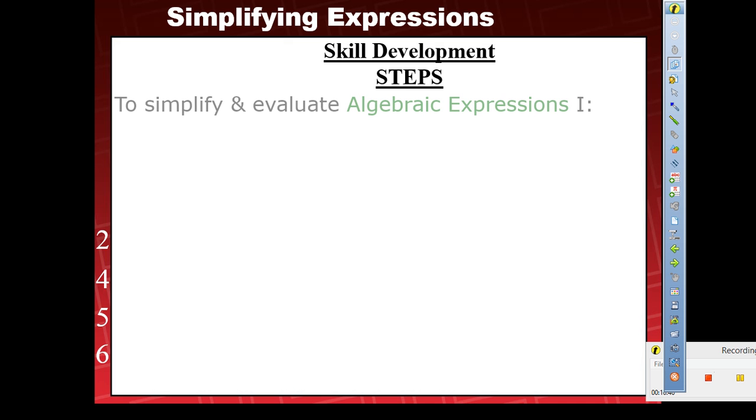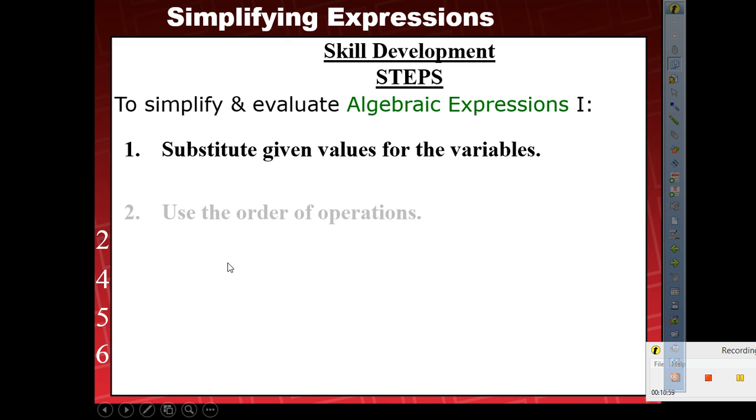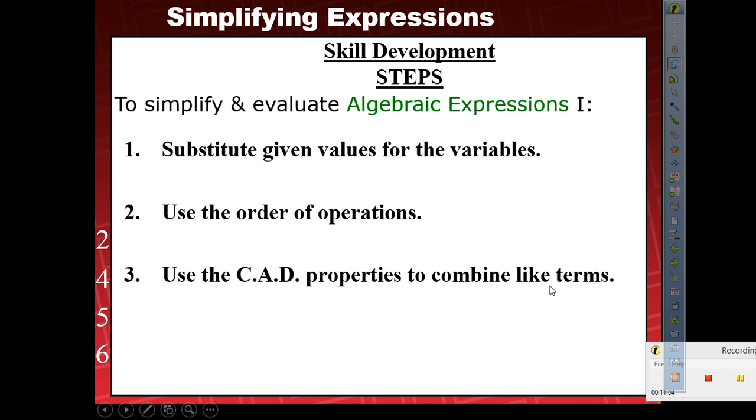Steps to simplify and evaluate algebraic expressions. Step 1, substitute given values for the variables. Step 2, use the order of operations. Step 3, use the commutative, associative, and distributive properties to combine like terms. And step 4, simplify. Copy that.